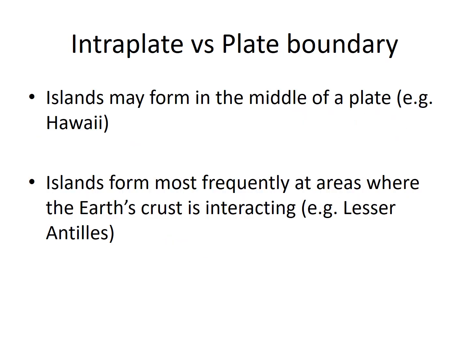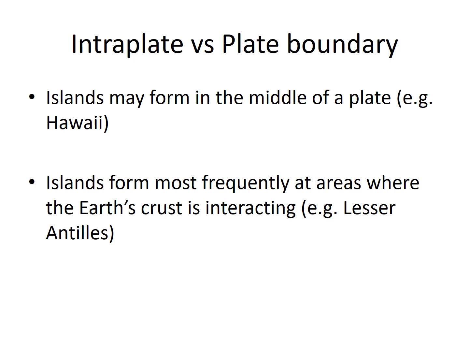Okay, so now we're going to talk about the types of islands that form out in the ocean, oceanic islands. And they can form either out in the middle of a plate, like the islands of Hawaii. So these are generally the result of volcanic eruptions out in the middle of a plate due to what we call a hot spot, and we'll dig into that a bit more here in a moment.